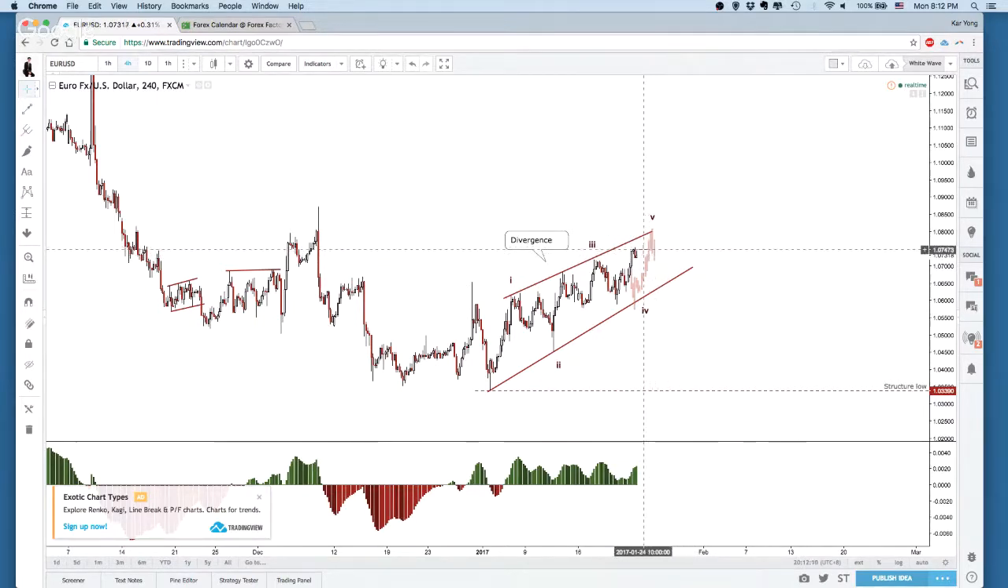But if you're longing the euro dollar, just be cautious because 1.08 would be a very significant level that has a high chance of reversing. Pay attention to your trade. If you're looking for short, wait for the 1.08 level to hit before you take the short.